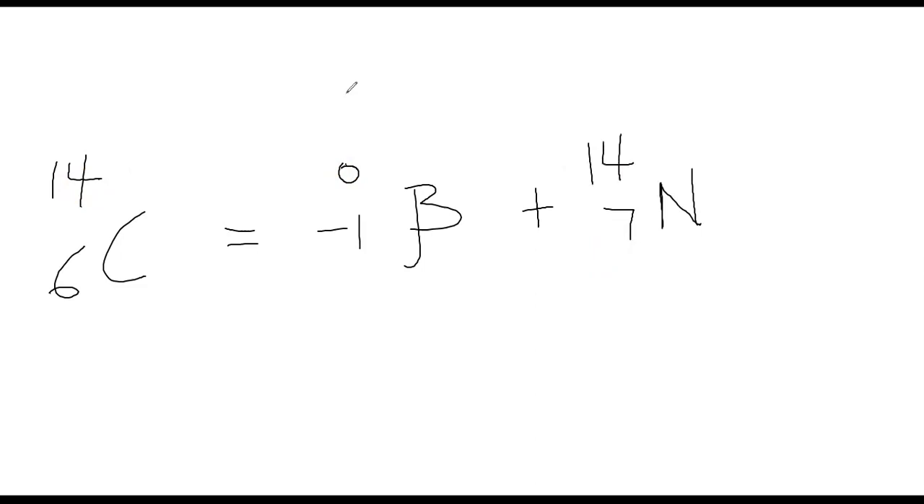So when carbon 14 goes through a beta decay, you would end up with nitrogen 14, 7. 14 plus 0 is 14. 7 minus 1 is 6. So yeah, that's all we need to know.